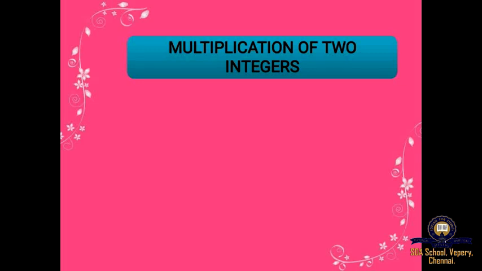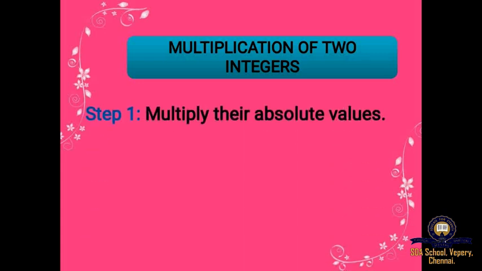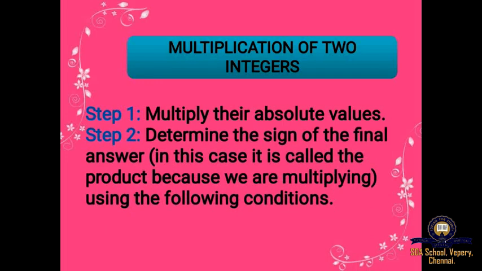In the previous class, we learned how to add and subtract two integers. In today's class, we will see multiplication of two integers. In order to multiply two integers, we need to follow these steps. Step 1. Multiply their absolute values. Step 2. Determine the sign of the final answer.